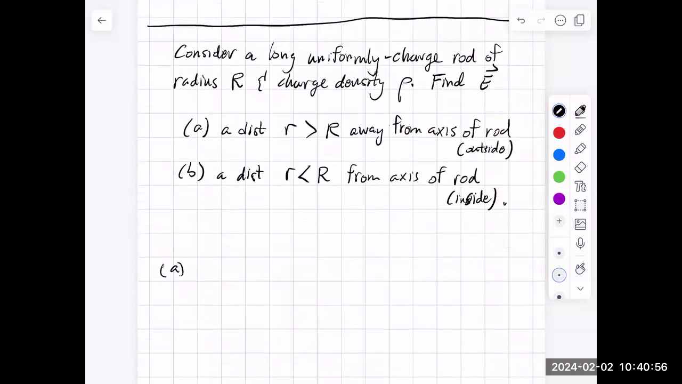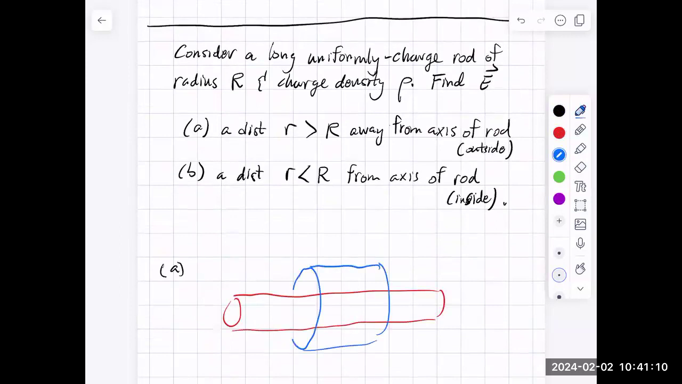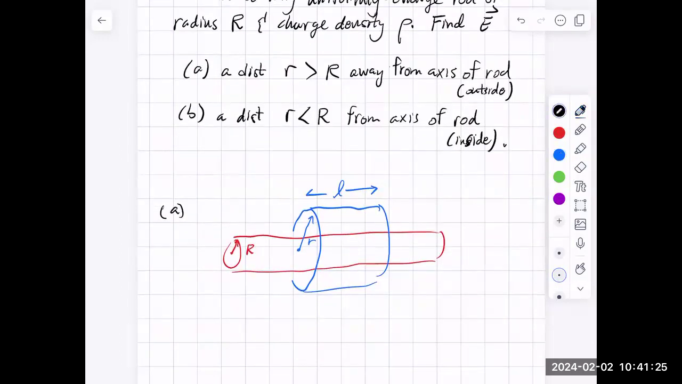Okay, A. I'll draw the picture again, but we've done a lot of the work already. So here's our charged rod. And here's our Gaussian surface. This is going to be radius little r, and this is going to be radius big R. The length of our surface is L, like so. All right, so we would apply Gauss's law, which just says that this integral of E dot dA is going to be Q enclosed over epsilon naught.